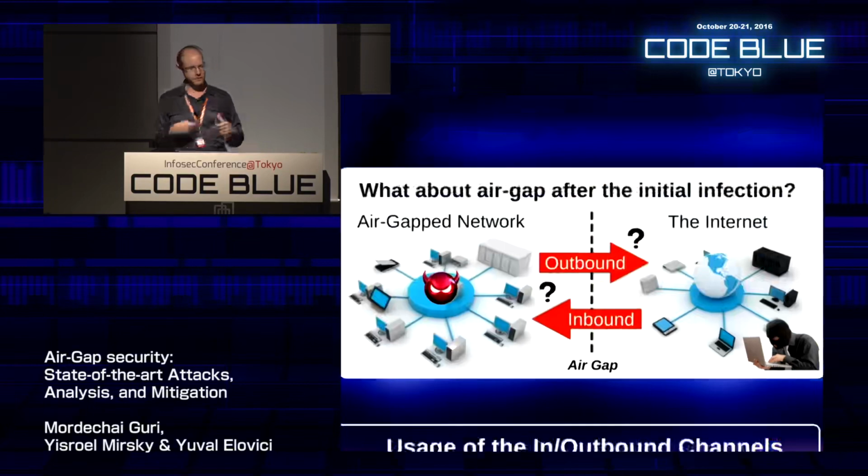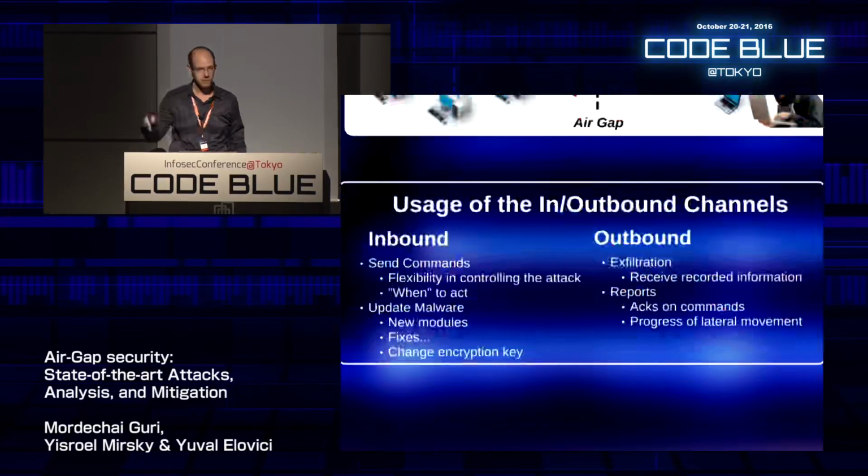Now, there are a few different kinds of channels we'll talk about today. One kind is inbound channels. Inbound channels are where the attacker wants to send information to his malware, and outbound channels are where the attacker wants to pull information out of the network. Some examples why an attacker would want to use an inbound or outbound channel. For an inbound channel, he may want to send the malware some command to attack at that moment, giving him the flexibility of when to attack.